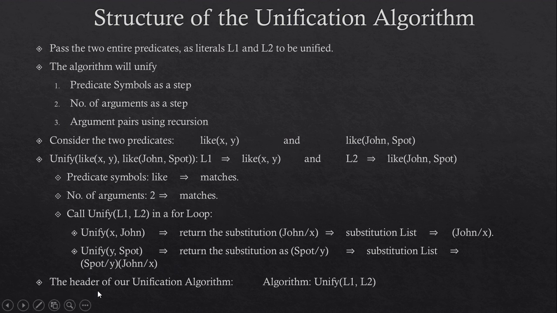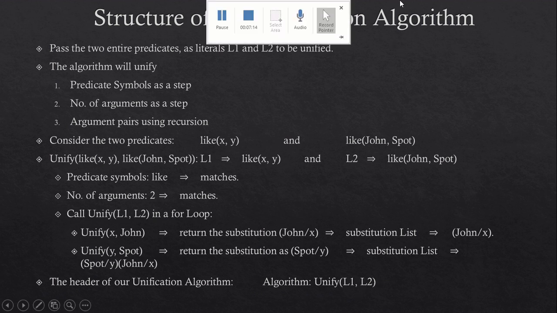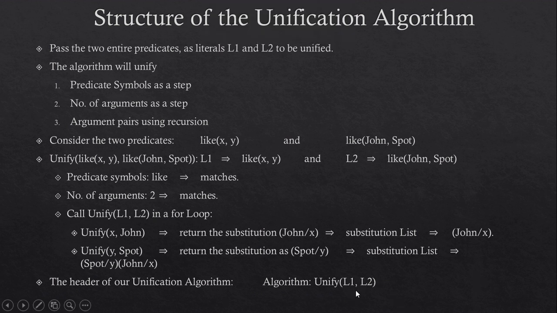So, for now, our header of the algorithm is ready and it looks like algorithm unify into bracket L1, L2. We know what L1 and L2 is, don't we? I hope the basic structure of the algorithm is clear to everybody.